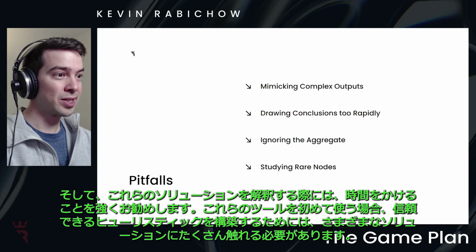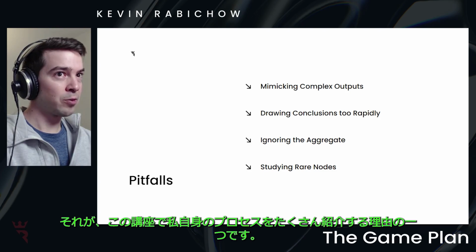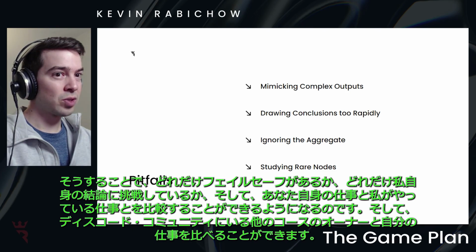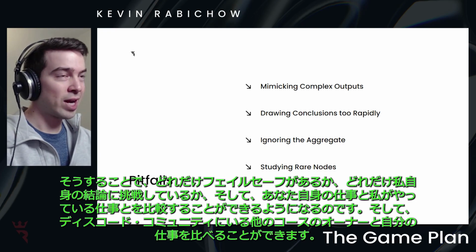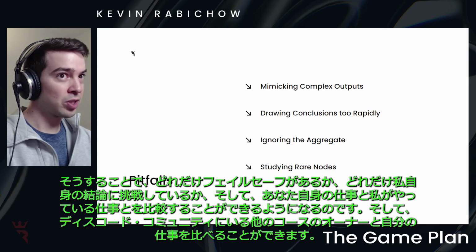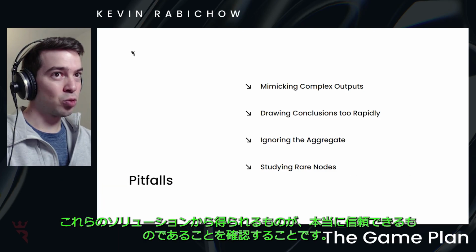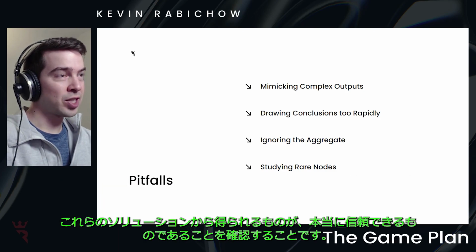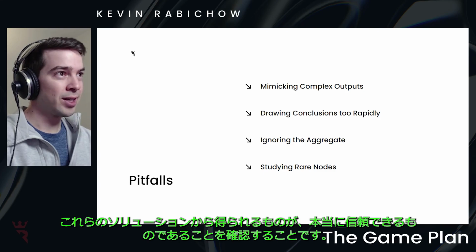If you're new to these tools, it's going to take a lot of exposure to different solutions in order to build good, reliable heuristics. And that's part of the reason why I'm going through a lot of my own process with you in this course, so that you can see how much fail-safing there is, how much challenging of my own conclusions there is, and so that you can compare your own work to the work that I'm doing, and to the other course owners in the Discord community, to really make sure that what you're taking away from these solutions is reliable.